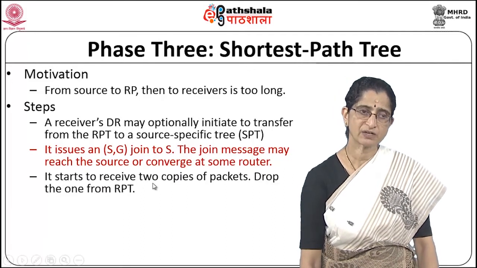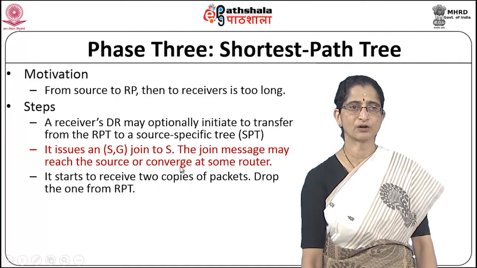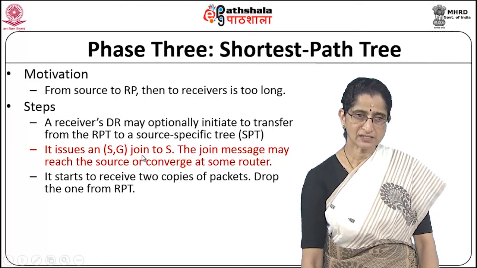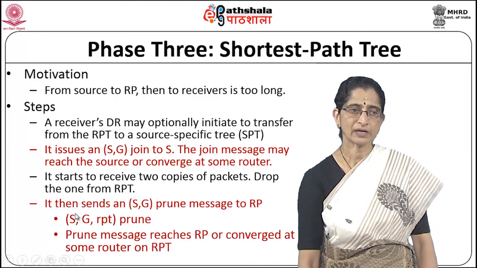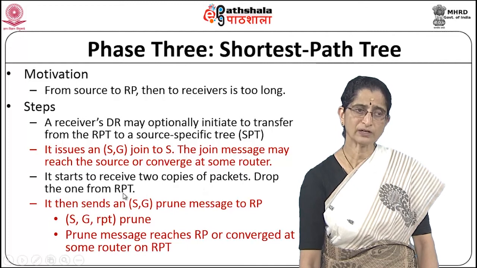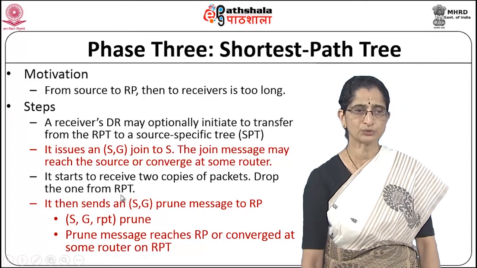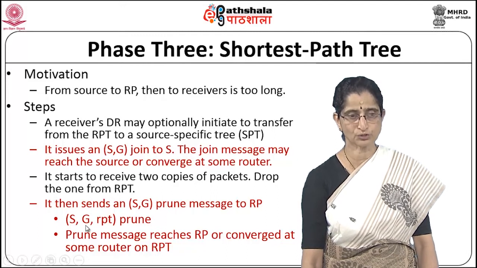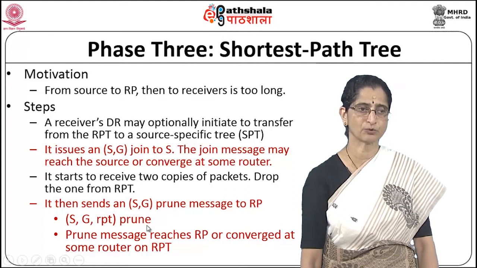So it starts to receive two copies of packets, because once it joins, packets are sent along this tree as well as along the RP tree. Once it starts receiving packets along the source specific tree, it can drop the one from the RPT. The moment it drops the one from the RPT, it also has to get out of that tree. How will it do that? It can send an S comma G prune message to the RP, saying that if it is from this source to this group, then I want to be out of this particular tree. A very specific prune message can be sent.